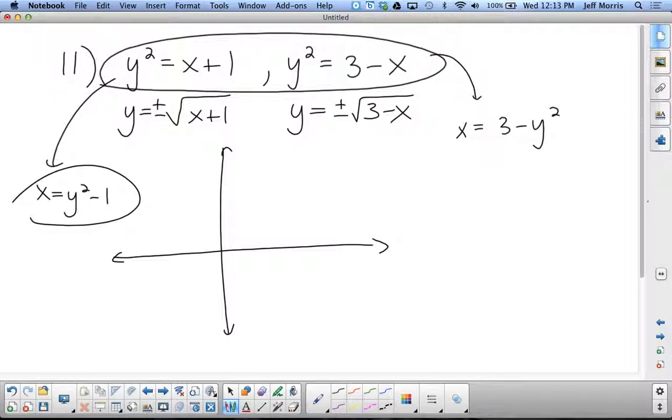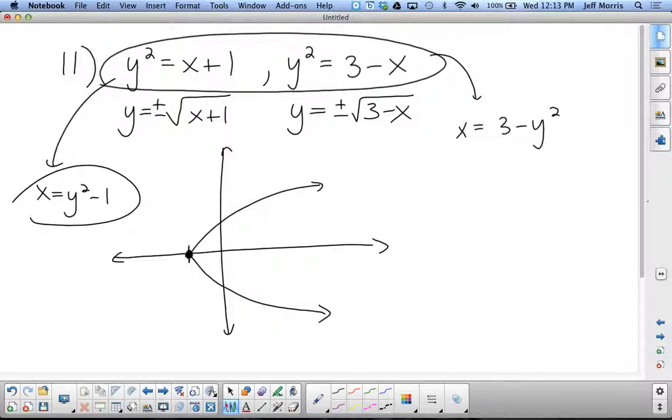Usually we would say it's opening up and go down 1. But we don't deal with up and down when we go along the y. We deal with left and right. So we're going to go left 1, opening to the right. This one that you did right towards the end of the morning. So that's what that looks like.